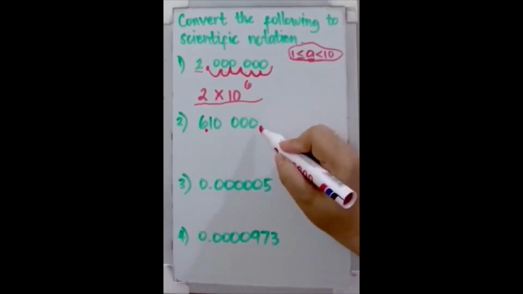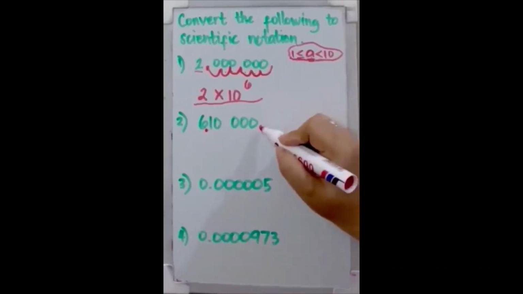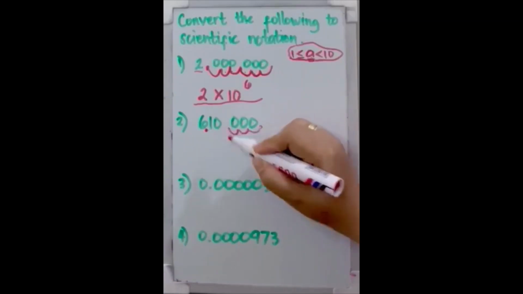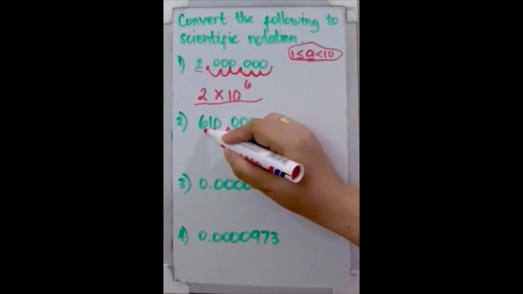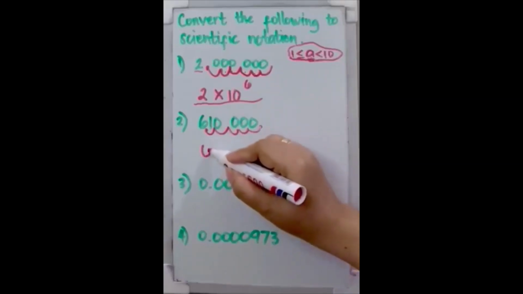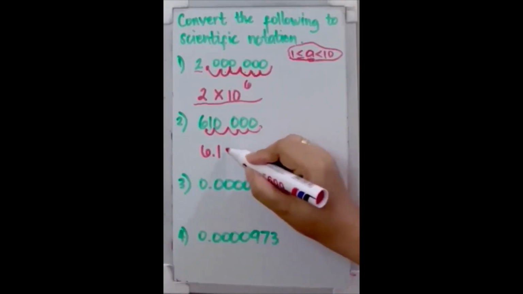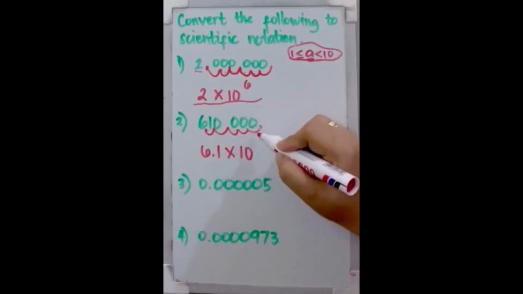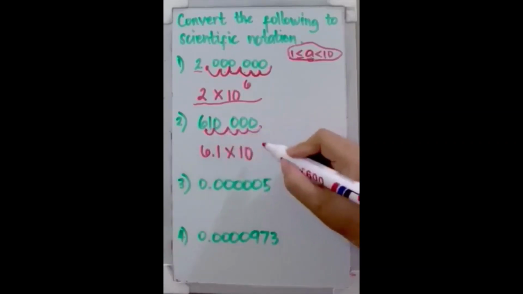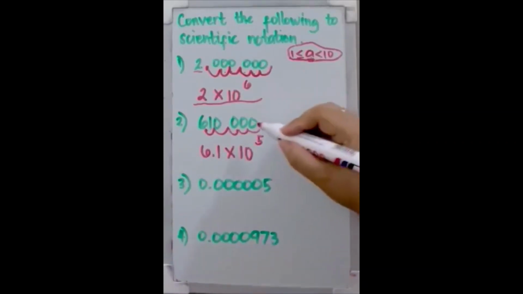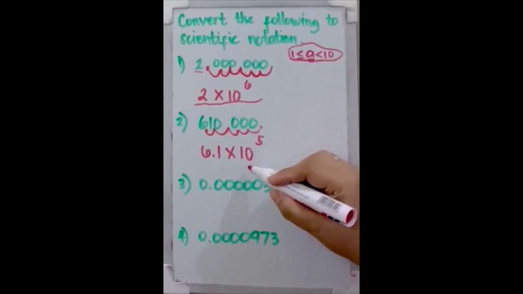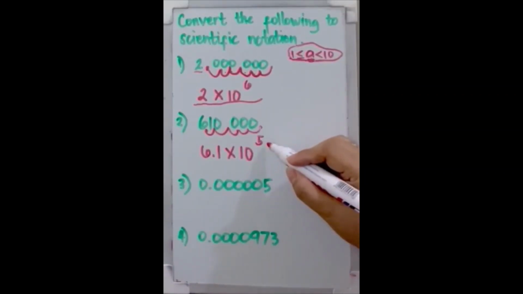So now we can move this point going left. As you move, you count. 1, 2, 3, 4, 5. So right now, the coefficient is 6.1 times 10 raised to, how many places have you moved? 1, 2, 3, 4, 5. 5. And since this is a whole number and you have moved the point going left, this will be positive. So your answer for scientific notation is 6.1 times 10 raised to the power of 5.